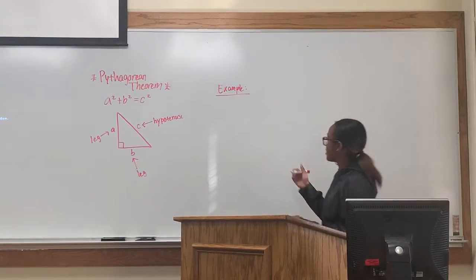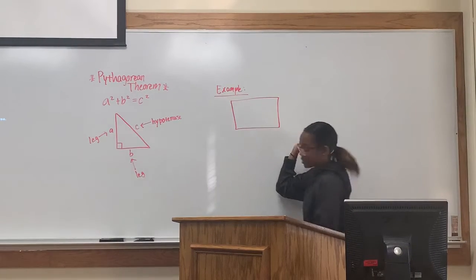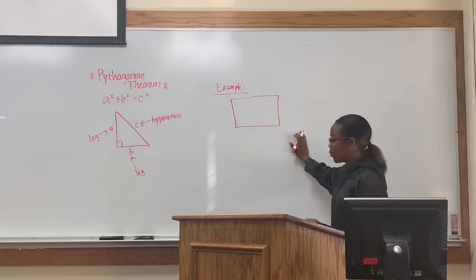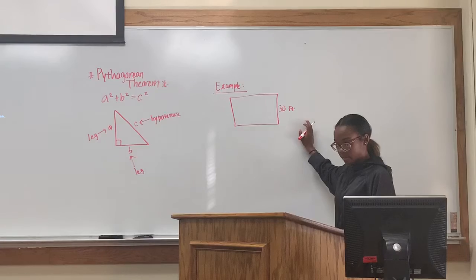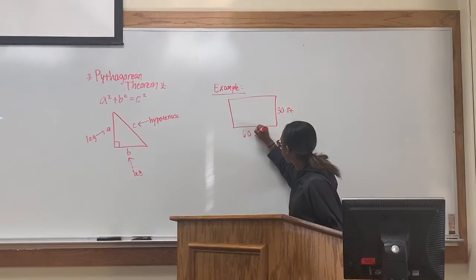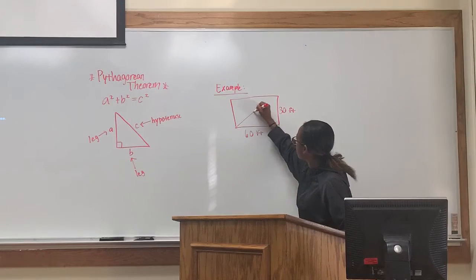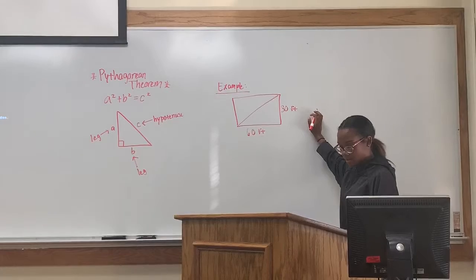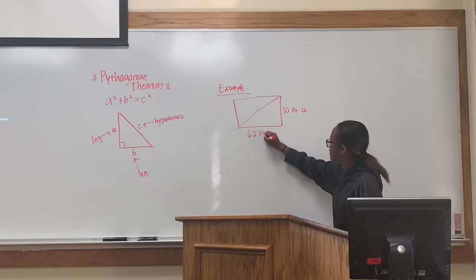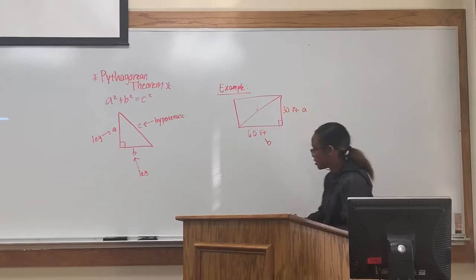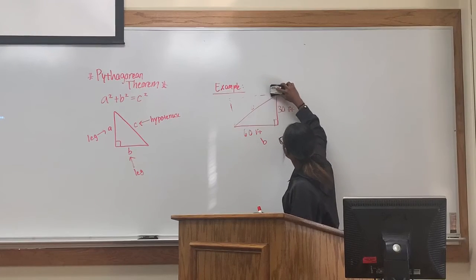For example, if you had a pool outside in your backyard, it's not perfect, but it is what it is, and the width is 30 feet wide, and the length is 60 feet long, and you swim diagonally across the pool, how far did you swim? So this is C, this is A, and this is B. And you can just erase this, so now it's like a triangle.